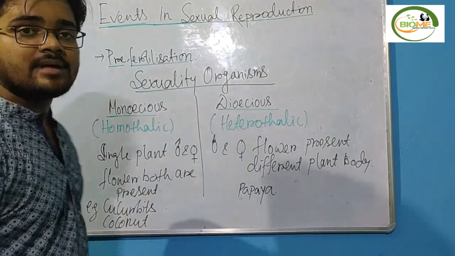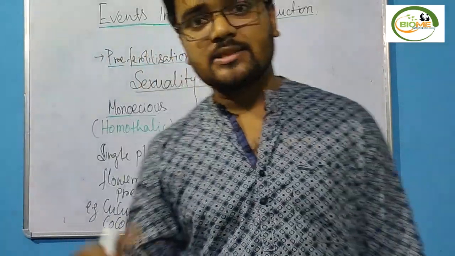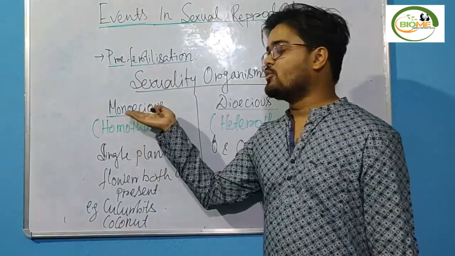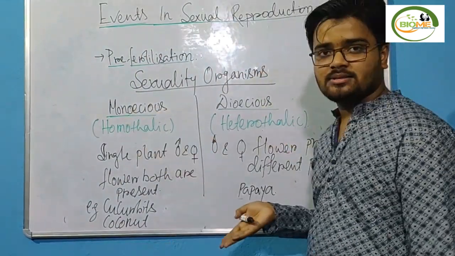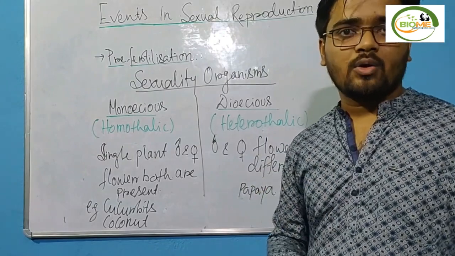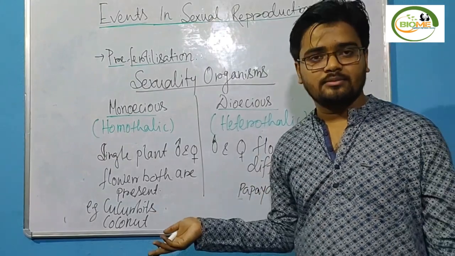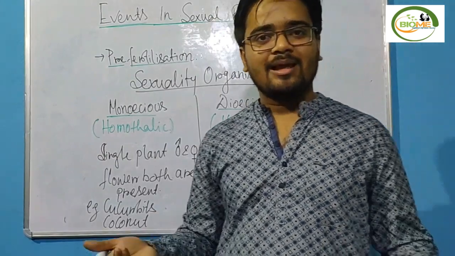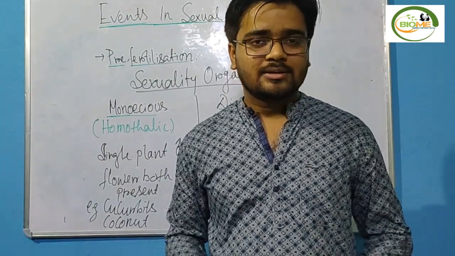Okay, now in case of the animal, what will happen? In case of the plant, we can tell this is a monoecious plant, this is a dioecious plant. But in case of the animals, what can we call? We already know the human. So in humans, generally the male and the female body is different, correct.